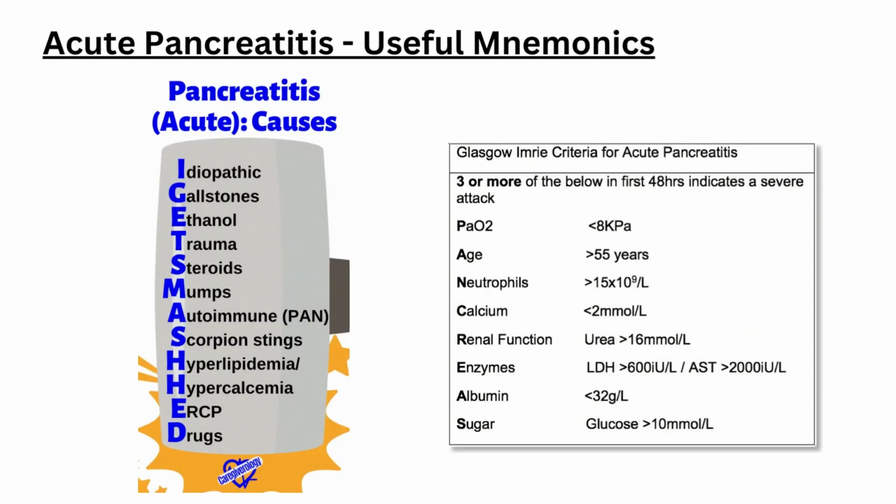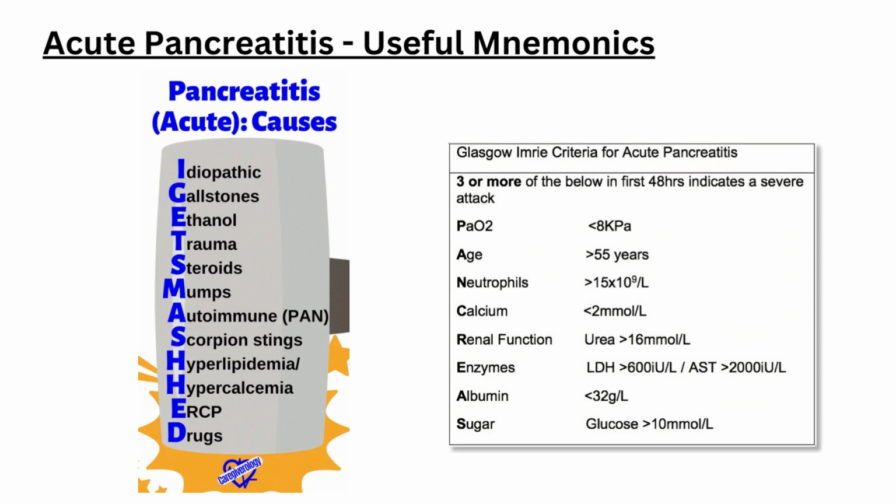Okay, so there's a very useful mnemonic called I GET SMASHED, where on the left you can see the most common causes of acute pancreatitis. The three most common being idiopathic, gallstones, and ethanol. Ethanol meaning alcohol. So a patient who drinks a lot of alcohol, is obese, or has been exposed to trauma, has gallstones, mumps, steroids, scorpion stings, autoimmune, hyperlipidemia or hypercalcemia.